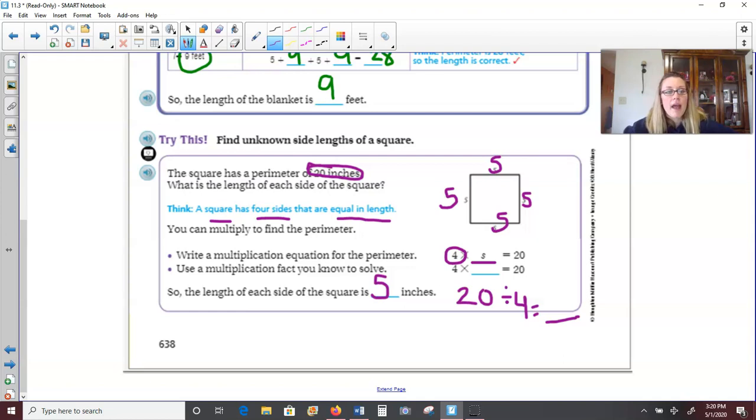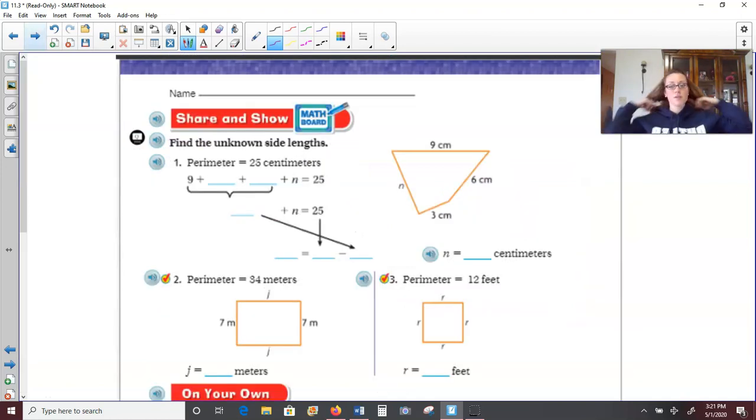And so when we have a square and we know the total perimeter, we can figure out what all 4 sides equal by either using multiplication or division. Pretty cool. All right, over to the next page. Here's where we get to our share and show problems.